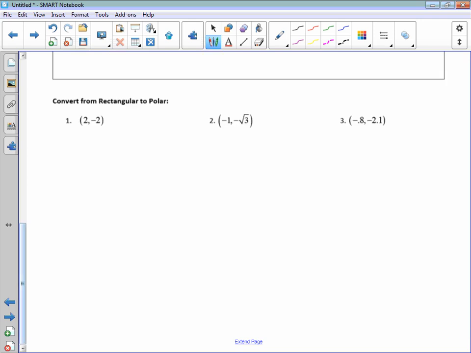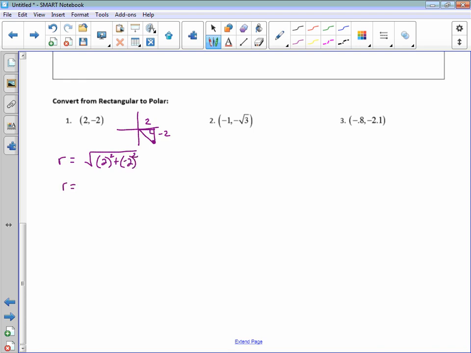Actually, let's do number 1 together. All right, so 2, -2. Where is 2, -2? Fourth quadrant, it's down here, right? That's 2, that's -2. All right, so find the length of R. Just distance formula here, it's the square root of x squared plus y squared.